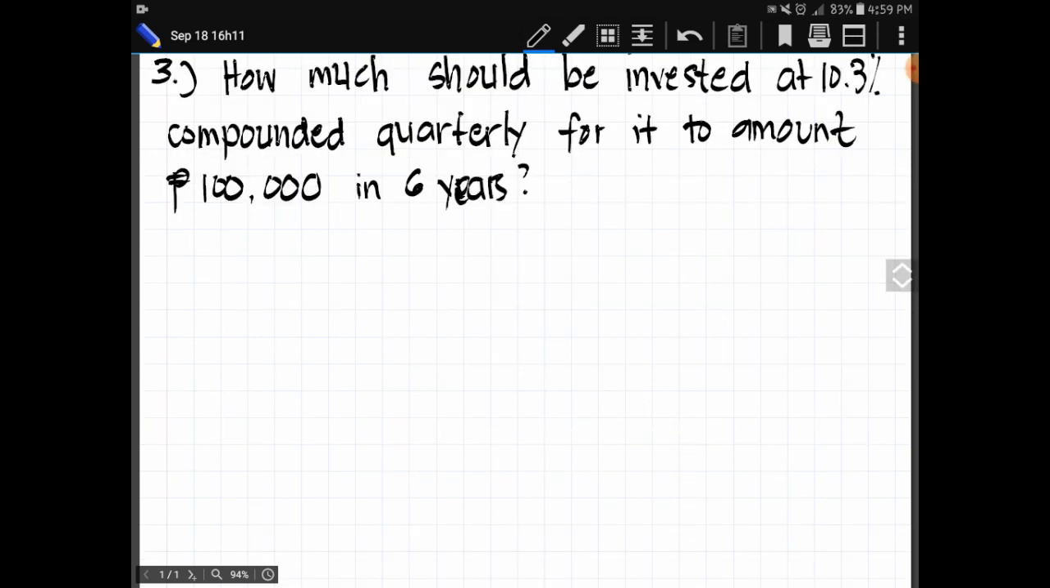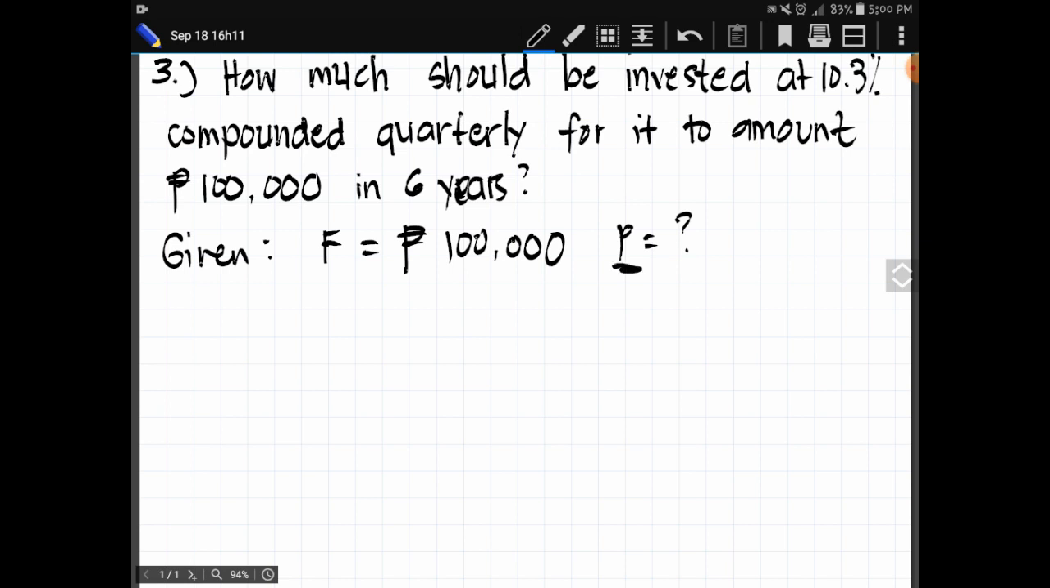Number 3. How much should be invested at 10.3% compounded quarterly to amount to 100,000 pesos in 6 years? So our given, our F or the final amount, is the 100,000 pesos. For us to solve for this, we need to look for the value of P, knowing that after 6 years, the amount will be 100,000. So that is the F.